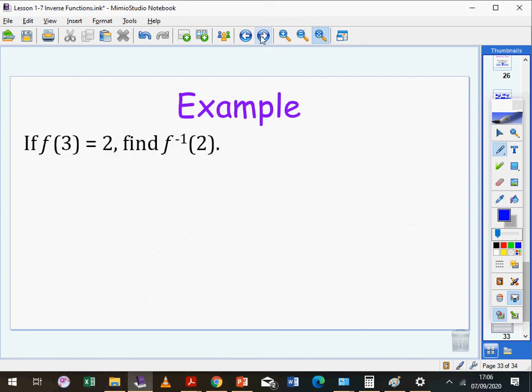If f of 3 is 2, find the inverse function of 2. What do you guys think? F of 3 gives me 2, then the inverse function of 2 is supposed to give me 3. Okay, inverse function of 2 is basically, by the definition of the function, supposed to give me 3.